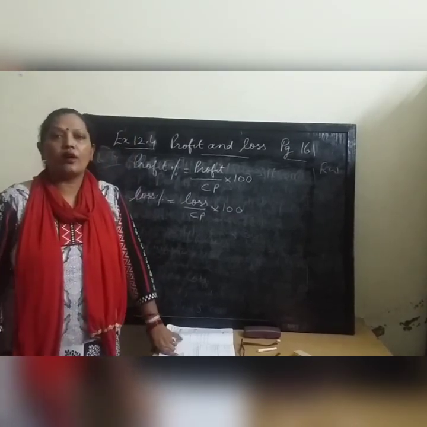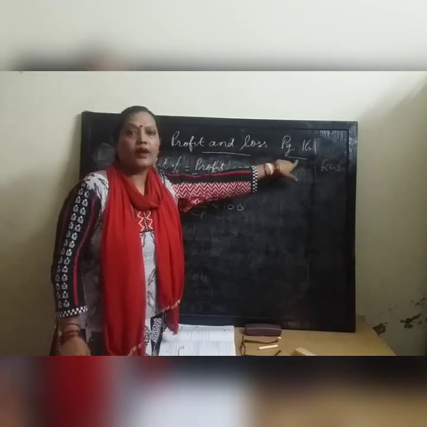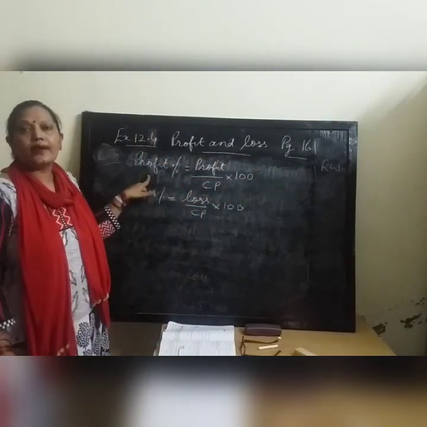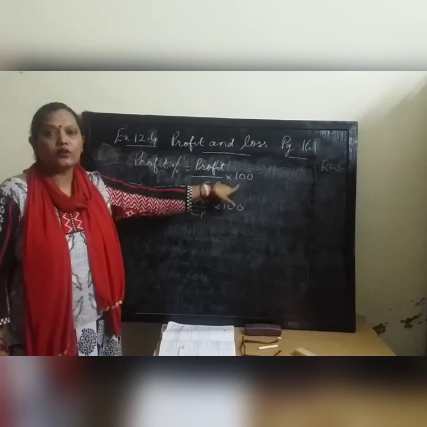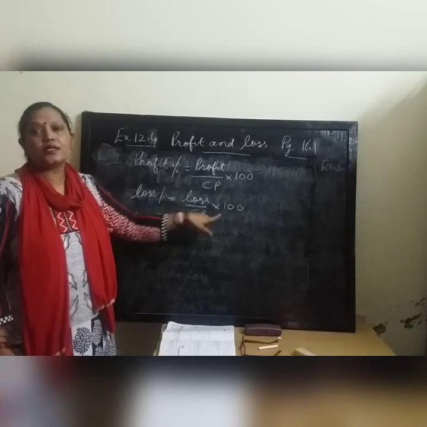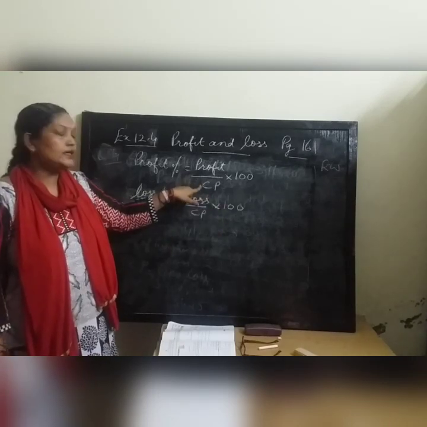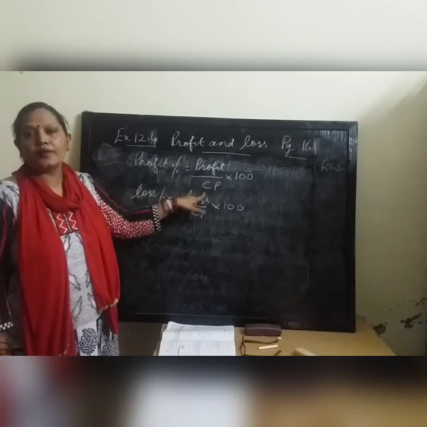Continue profit and loss, exercise 12.4, page number 161. In this we will learn how to find the profit percent. Profit percent will be profit over cost price into 100. Similarly, loss percent is loss over cost price into 100. Because cost price is always fixed, therefore in this formula we write cost price in the denominator.